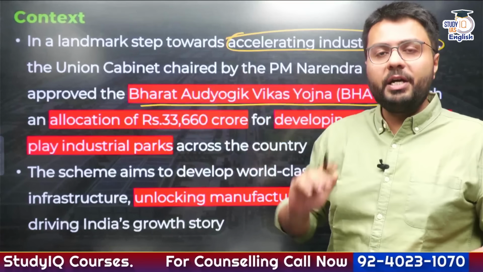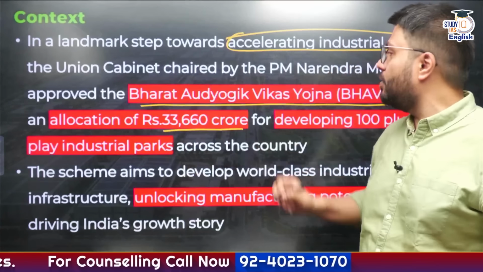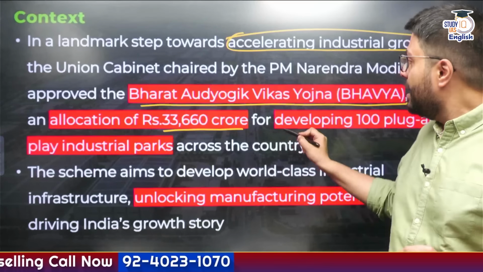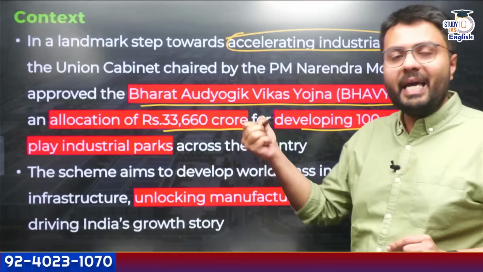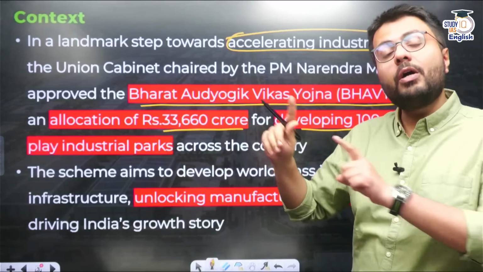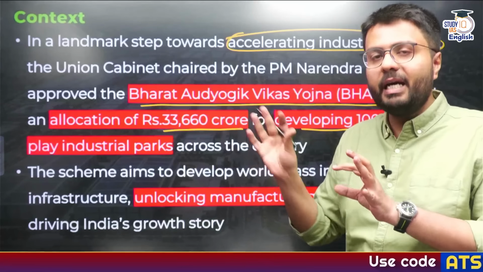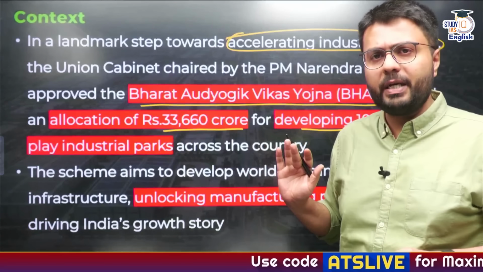Now, the budgetary allocation made for the scheme is more than 33,000 crore, and the intention of the scheme is to develop 100 plug and play industrial parks across the country. So, what is the meaning of plug and play industrial parks? We'll understand this in our today's video.